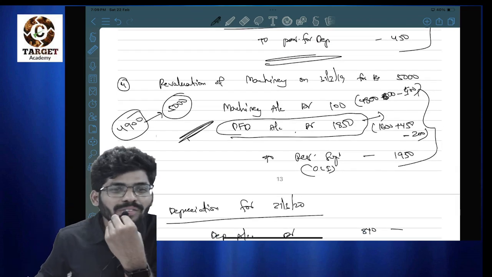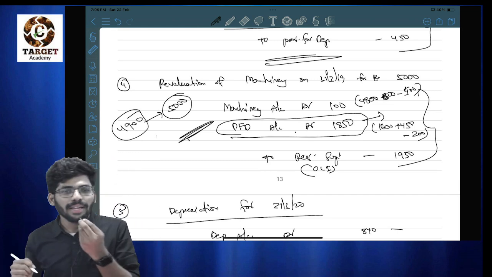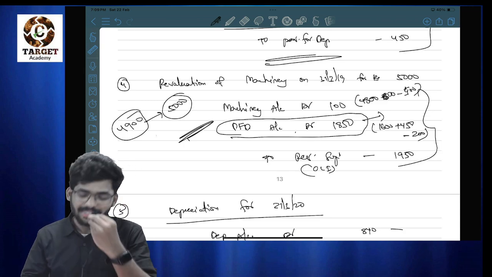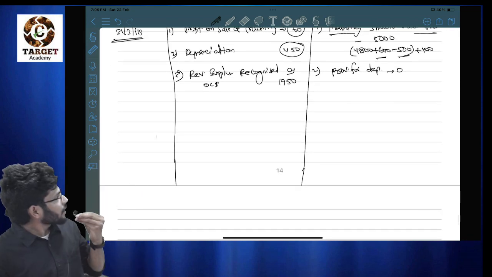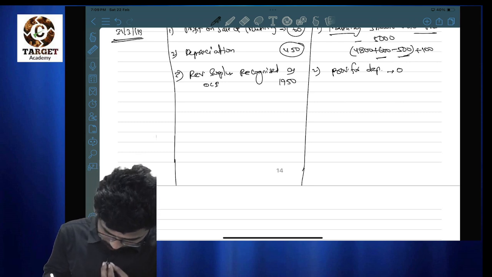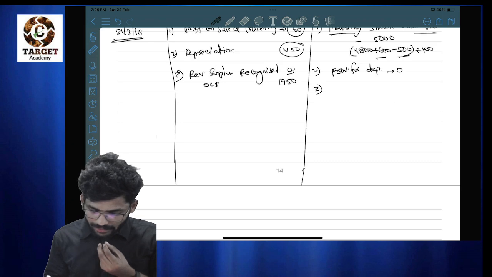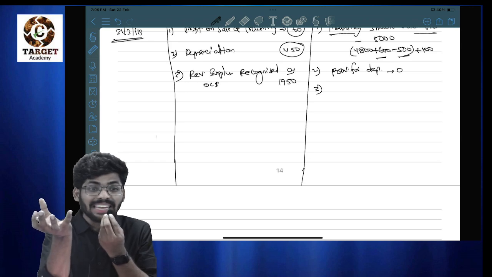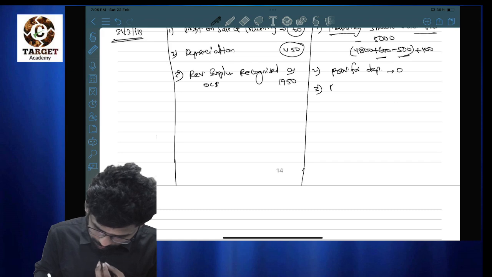There is no provision for depreciation balance on 31st March 2019. This is the point. Understood? So you need to practice once again. Next, one more point. Basically, revaluation surplus should be shown as other equity in the balance sheet. So please write down that also.